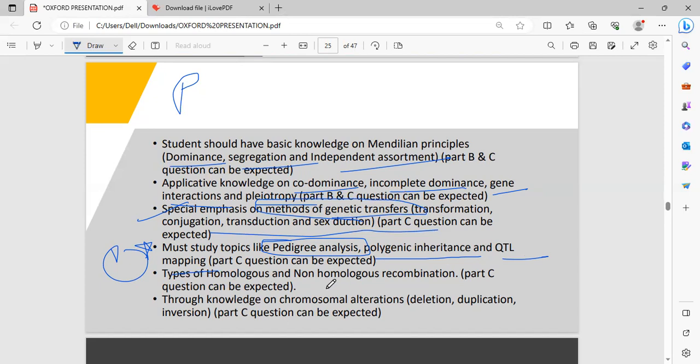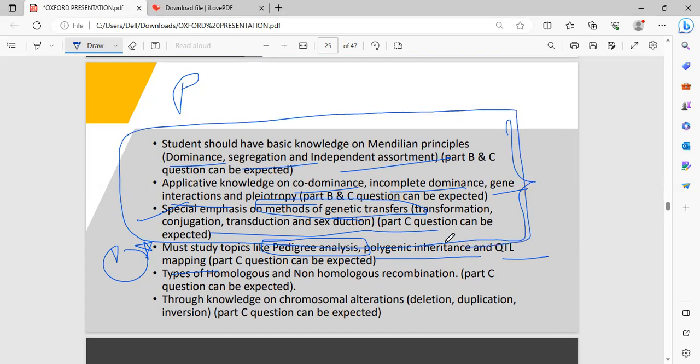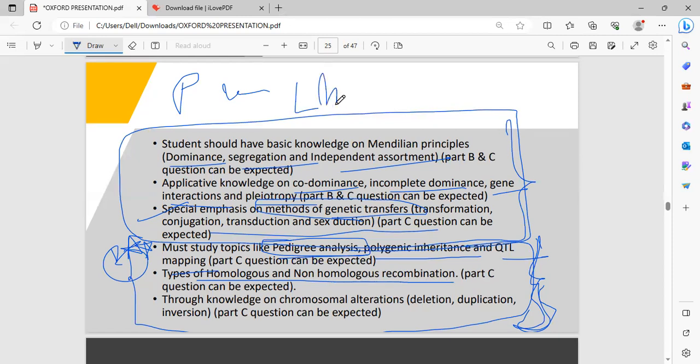Next, types of homologous and non-homologous recombinations. Every student mainly focuses on up to these topics. But what we have to know is, every time they ask questions from these concepts. Why? Because to increase the toughness and the difficulty of asking questions. So they have to mainly focus on pedigree analysis and homologous and non-homologous recombination, linkage mapping. From this, they ask questions more frequently.